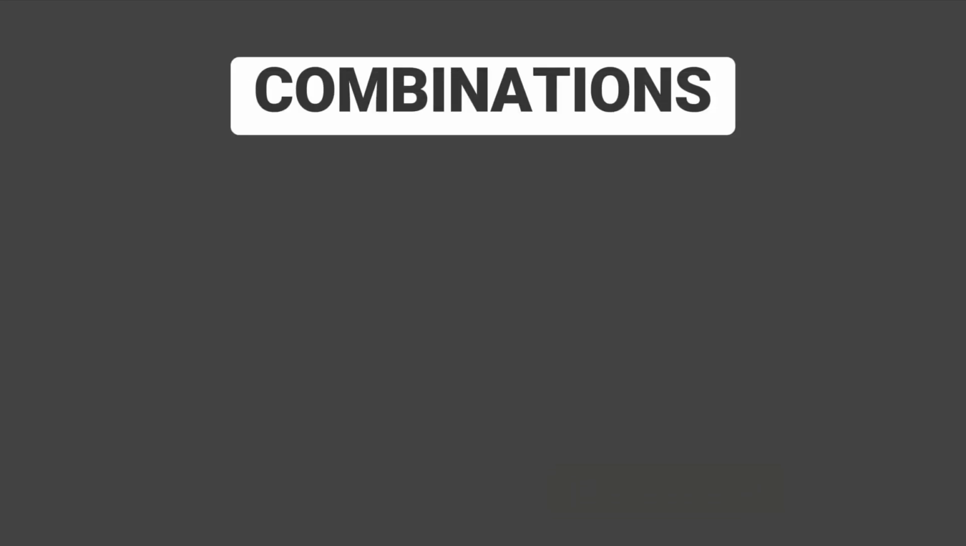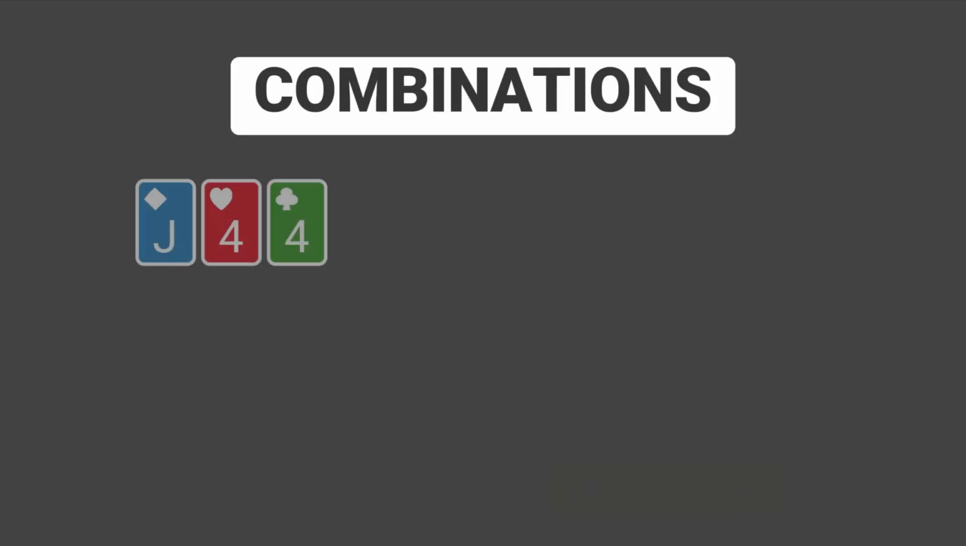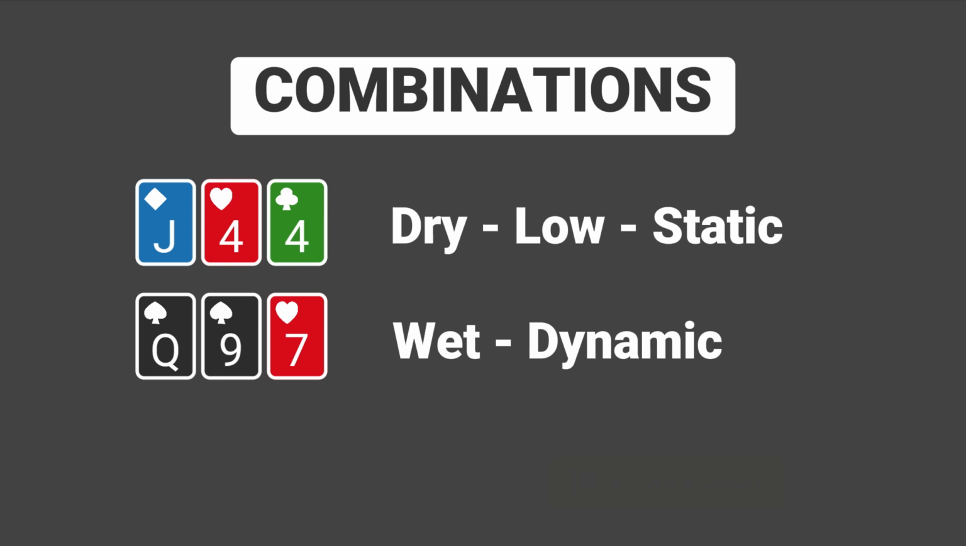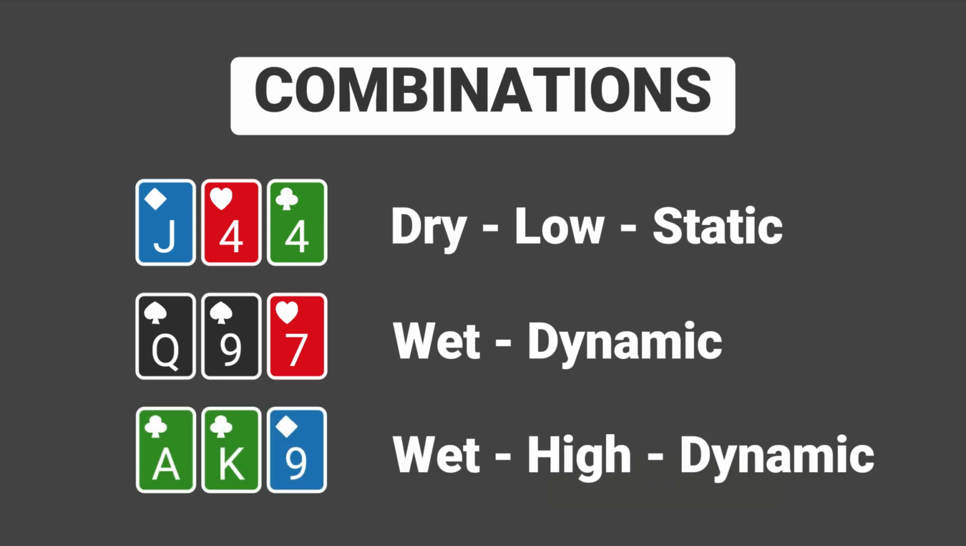A flop can be a combination of these types. For example, a Jack 4-4 rainbow is a dry, low, static flop. Queen of spades, 9 of spades, and 7 of hearts is wet, dynamic. An ace of clubs, King of clubs, and 9 of diamonds is wet, high, dynamic.